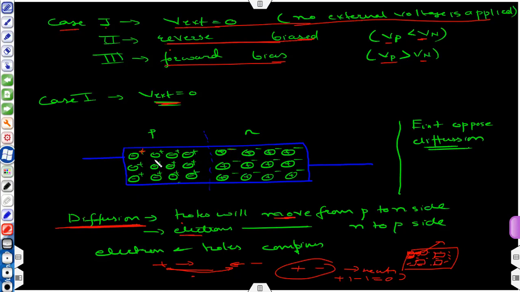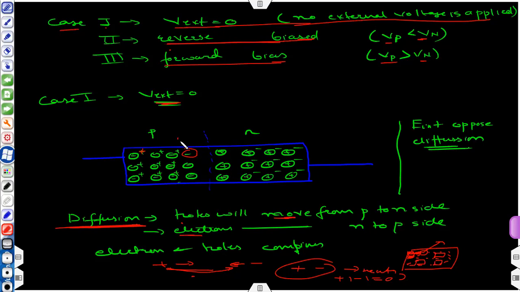Okay, so I am removing this plus sign now. Now I have only this minus sign. So this is now an acceptor ion. Similarly, this electron enters into the p side, and this gets captured by this hole. So again, we have lost this electron, we have lost the hole. So electron and holes combine. Similarly, this will also combine. So I can delete this.